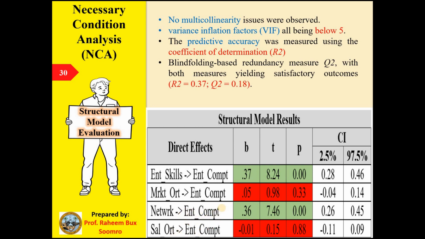Network on the independent competency is very good, a very significant and substantial effect. The beta is 36%, the t value is more than 1.96, and the p value is less than 0.05. So these two in green color are significant, and those in red color are statistically non-significant.